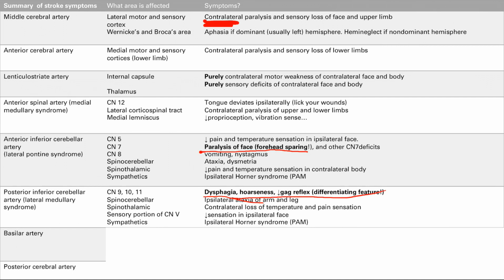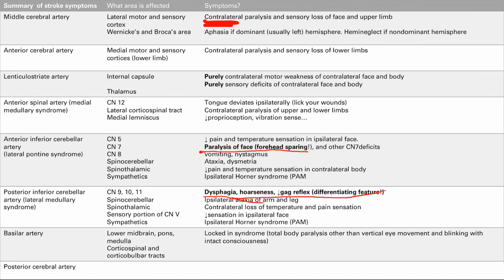Alright, basilar artery. How did this present? Remember, this is the locked-in syndrome. This is the miserable life where you can't move your body, although you can communicate basically by moving your eyes and blinking, and you're still aware of what's going on, unfortunately. Finally, posterior cerebral artery. What part of the brain is affected again? Remember, it's the occipital lobe. And how does this present? What was that key, super complicated word? Remember, it's a contralateral hemianopia with macular sparing.